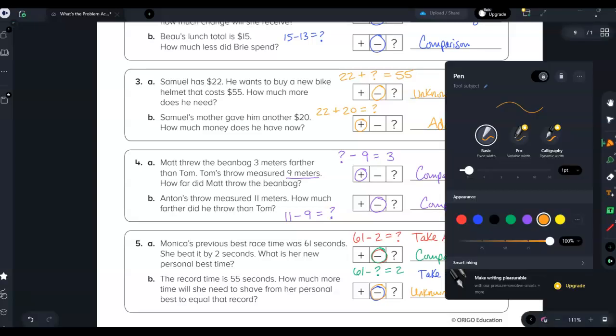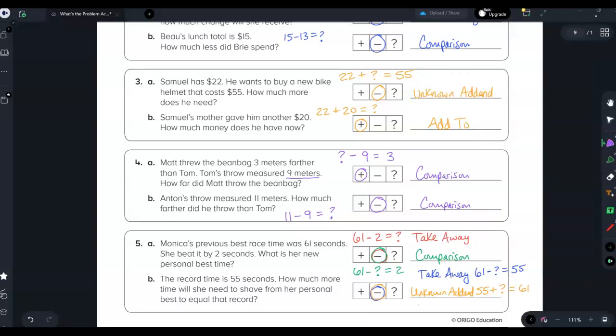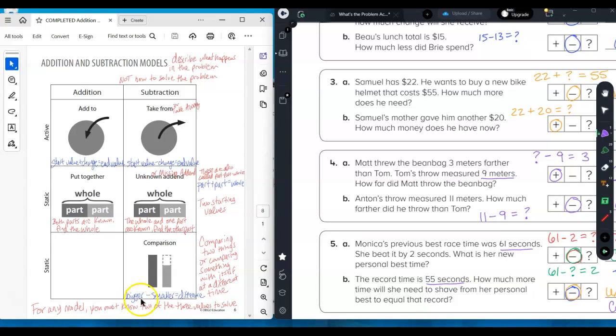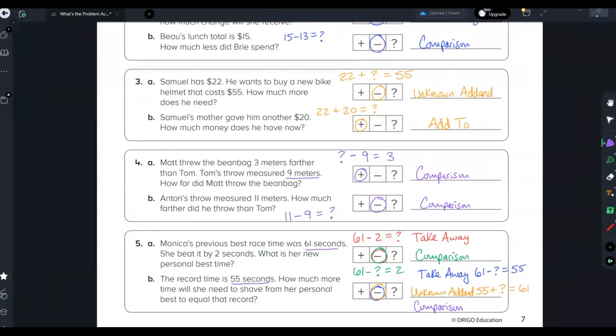But then let's look at comparison, because I think that's kind of where I went initially. So let's see if we can make that work. If we were viewing this as comparison, I'm comparing my current time with the record time. That's how I'm thinking of this, comparing those two things. And when we do comparison, it's bigger minus smaller equals difference. So between those two, 61 is the bigger one, 55 is the smaller one, and I'm trying to find the difference. I'm trying to find what I need to shave off, what that difference needs to be. And again, I would just subtract to find that answer, 61 minus 55.